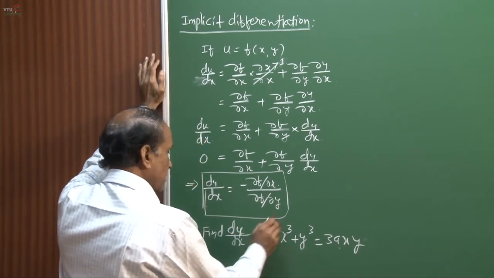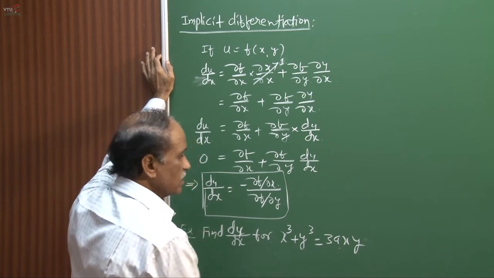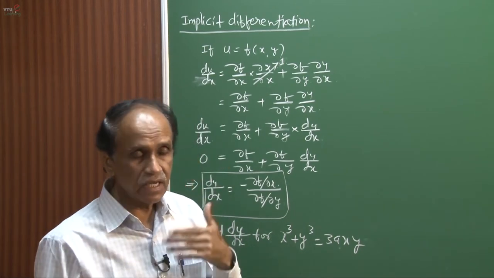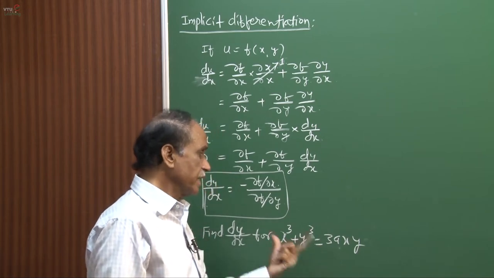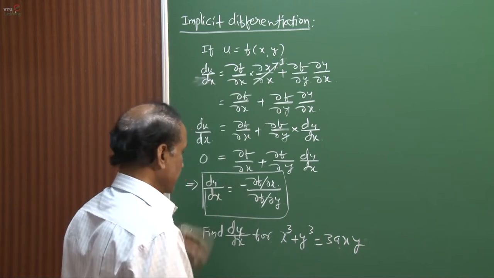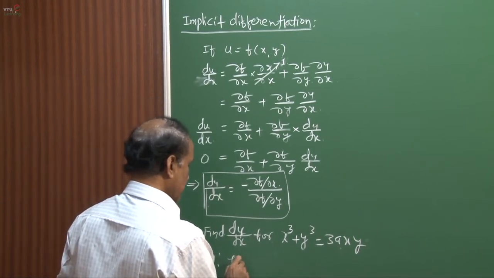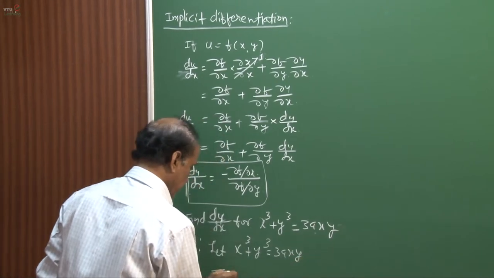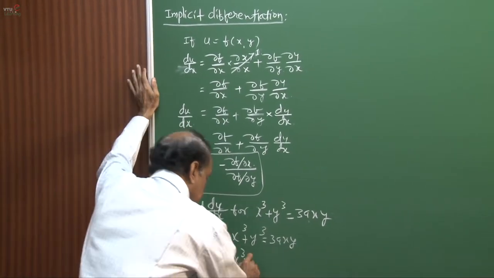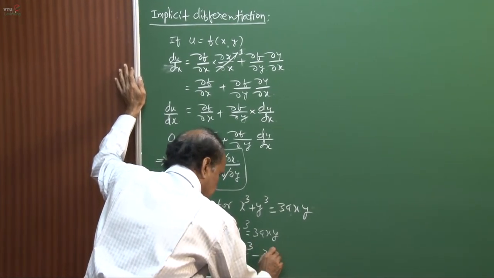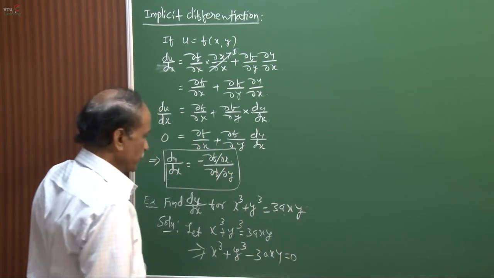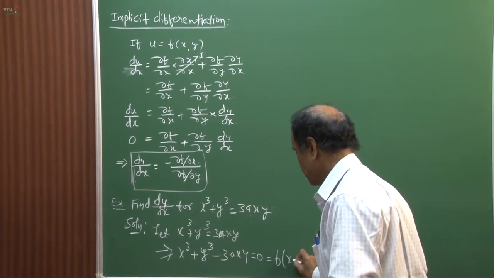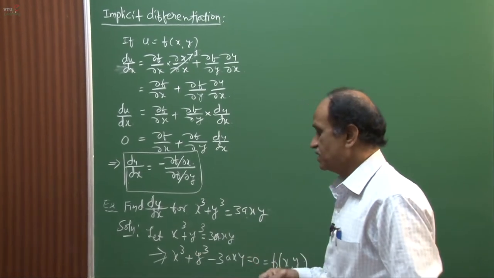But still we need to calculate this dy by dx, so I will write all terms to one side. I will take all the terms to one side and define them together as a function of x comma y. Therefore, in the solution, let x cube plus y cube equal to 3a xy, which implies x cube plus y cube minus 3a xy equal to 0. Now this is a function, that means f of x comma y. F of x comma y is this expression.